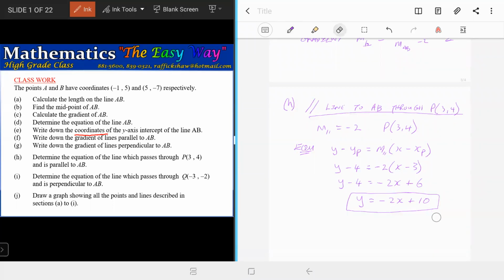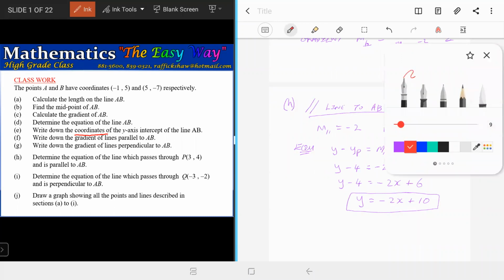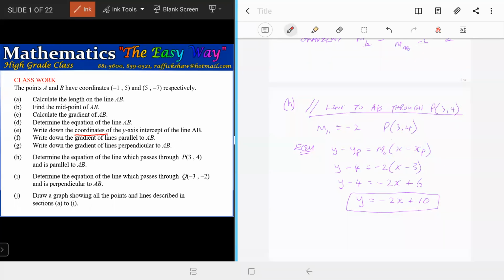In fact, let me take this out and put it in red. This is just a little note to self. It's just a little note that it passes through (0, 10). Right? So we can know. All right? So when I draw that line, it must pass through (0, 10), because the c value is 10. See? Gradient is negative 2, and the c value is 10 on that line, the parallel line.